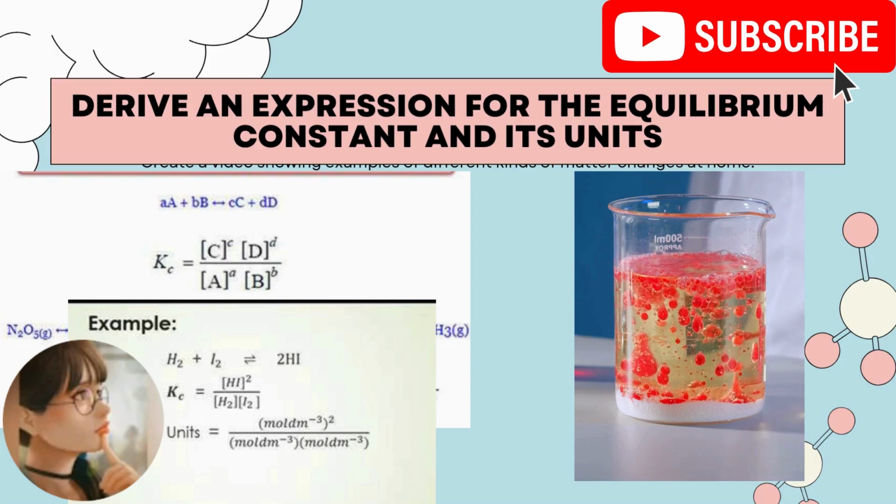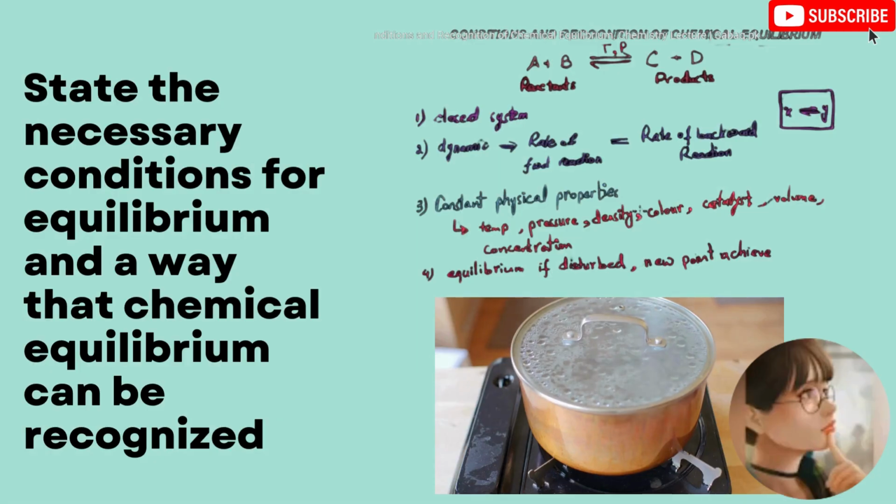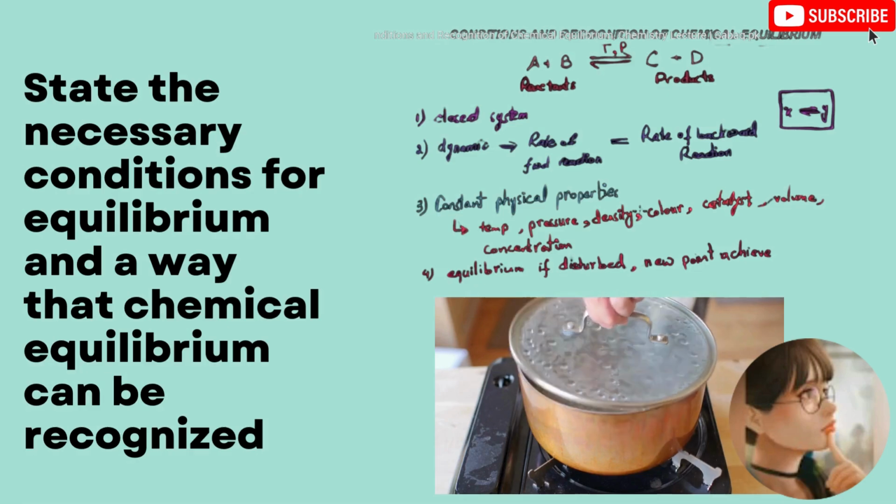The last SLO of this chapter says to state the necessary conditions for equilibrium and the way that equilibrium can be recognized. There are five conditions for equilibrium. First of all, the container should be closed. Secondly, constant concentrations should be present. Next, there would be no change in the catalyst. There should be constant volume and constant pressure.